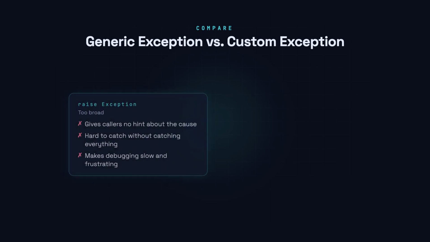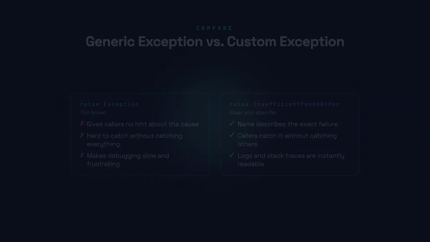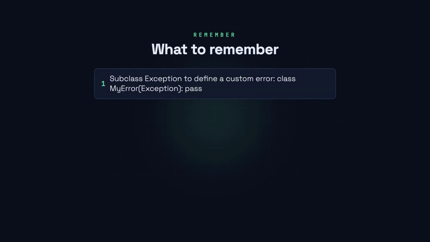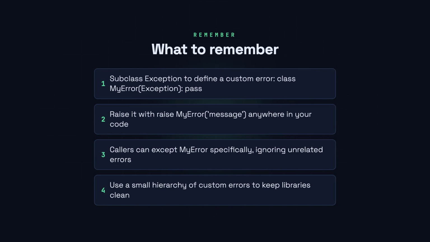Raising a plain Exception forces callers to catch everything or nothing. A named custom exception lets them be precise, and anyone reading the traceback knows exactly what failed. Custom exceptions are simple to create and make your code far easier to use and debug. Anytime a failure in your code has a distinct cause, give it its own exception class.